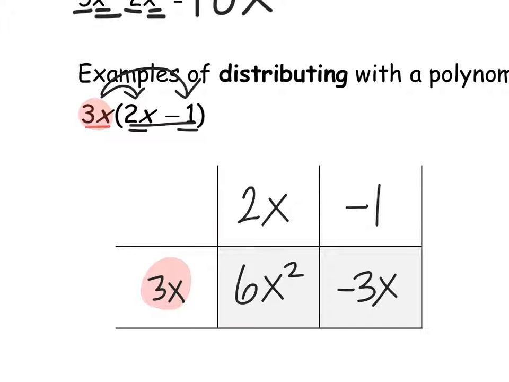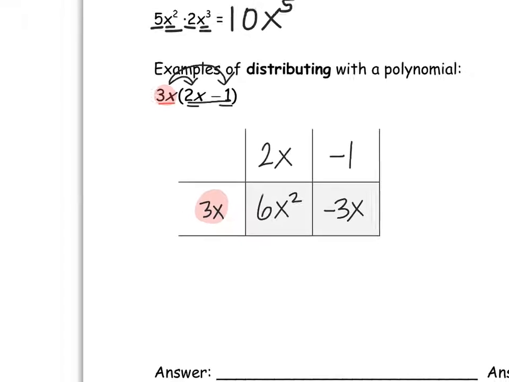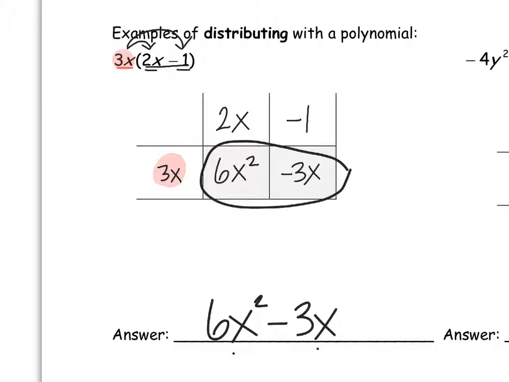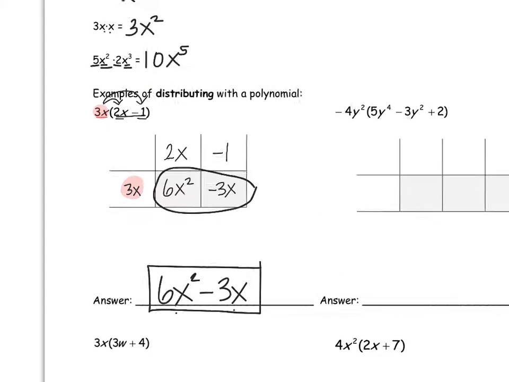Now the key here is that you have to remember from the box method how we write our answer. Our answer is what is inside, which is 6x squared minus 3x. These are not like terms, so that is our final answer. Alright, so the box method is helpful just to keep us organized. So we're going to try this one with the box method as well.